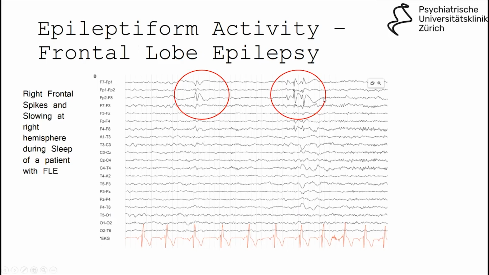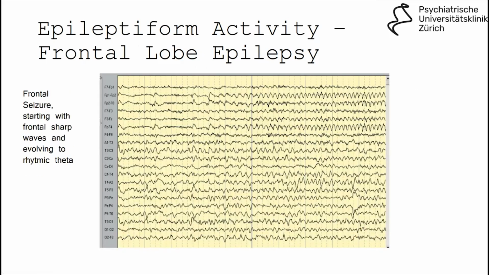We also see, very interesting, that we have a slowing accompanying these spikes, and these slowings are in other areas of the brain. As you can see here, this is a delta wave, going on in the left temporoparietal cortex and also in the right cortex. So this is a sign for frontal lobe epilepsy.